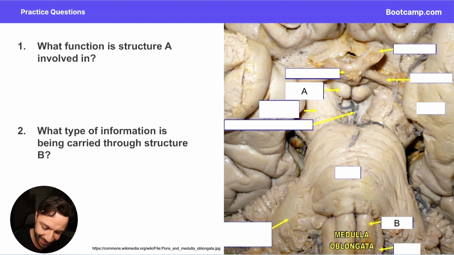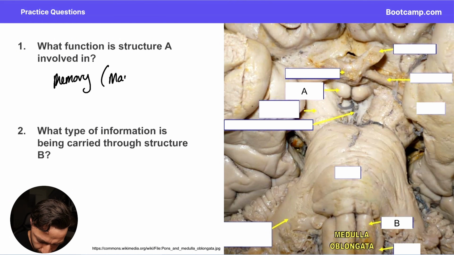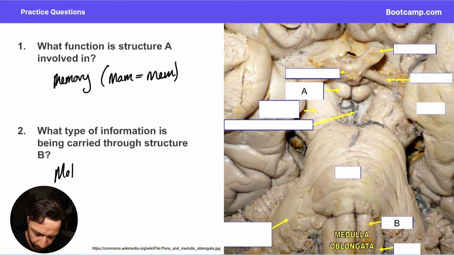So what is the function of structure A? Well, this is going to be memory, mam equals mem. So mammillary equals memory. And then what information is being carried through structure B? Well, this is the pyramid, so this is going to be motor information. And these are going to be part of those descending pathways.